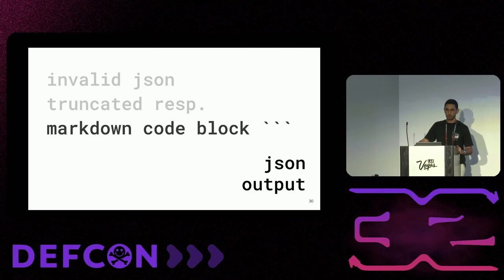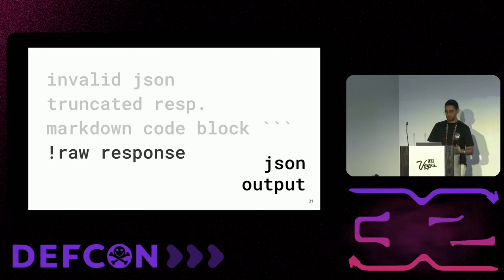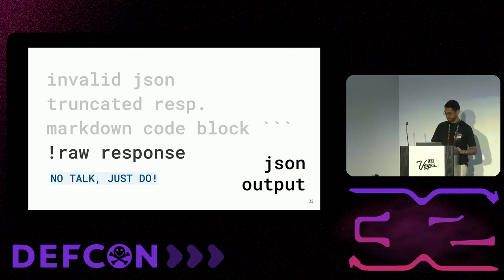The other thing is the markdown code block. I didn't have this problem with GPT 3.5, but then I upgraded to GPT 4, and I had this problem, probably because of the training data or something. But the JSON that returns to you includes some backticks, and you just need to clean it. So I added this to automatically clean that from the output. And finally, usually when you say "return JSON and don't say anything", it depends on the model. Usually the smart models do it, but you just need to use tricks like this, like "no talk, just do", which works in some cases.